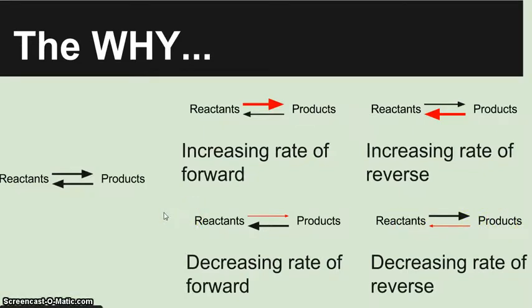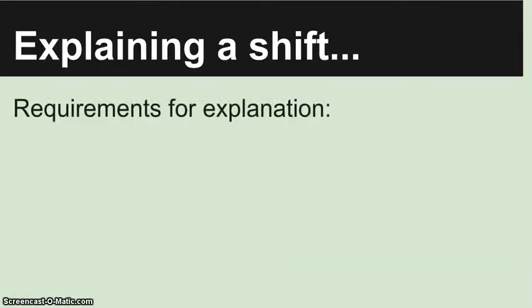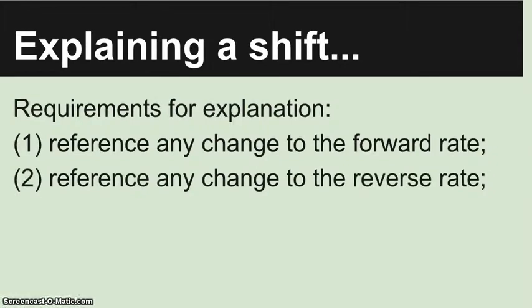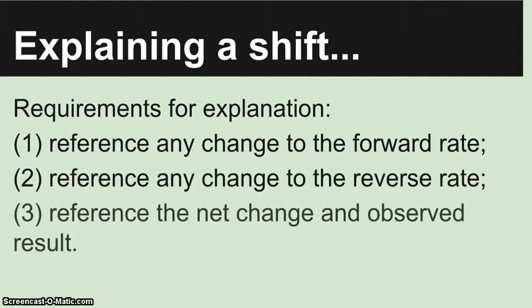So we're going to try to approach every question from a why does it happen angle. And to do that, we're going to need to explain it with three requirements hit. First, what changes for the forward rate? Does it get faster, slower, or does it stay the same? Secondly, what happens to the reverse rate? Does it get faster, slower, or stay the same? And then lastly, as a result, if the forward gets faster and the reverse doesn't change, what is the net result? What do we actually see? We see a shift to which direction, and what do we see as colors?